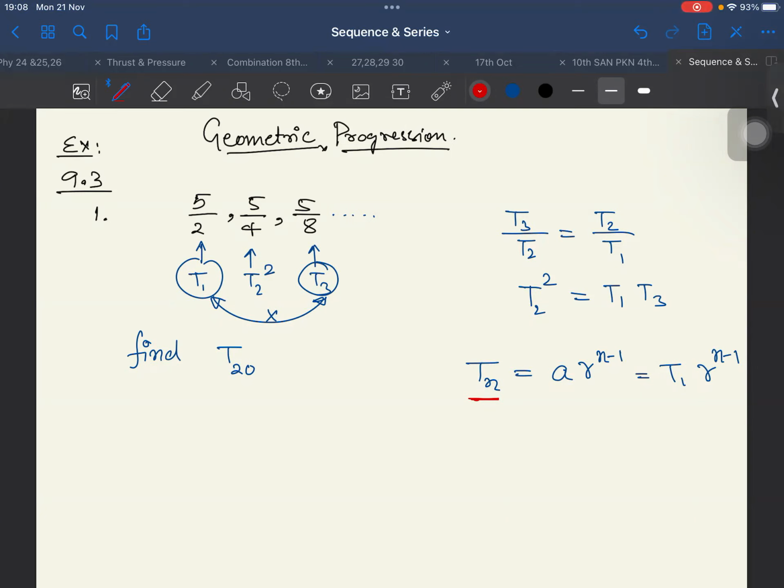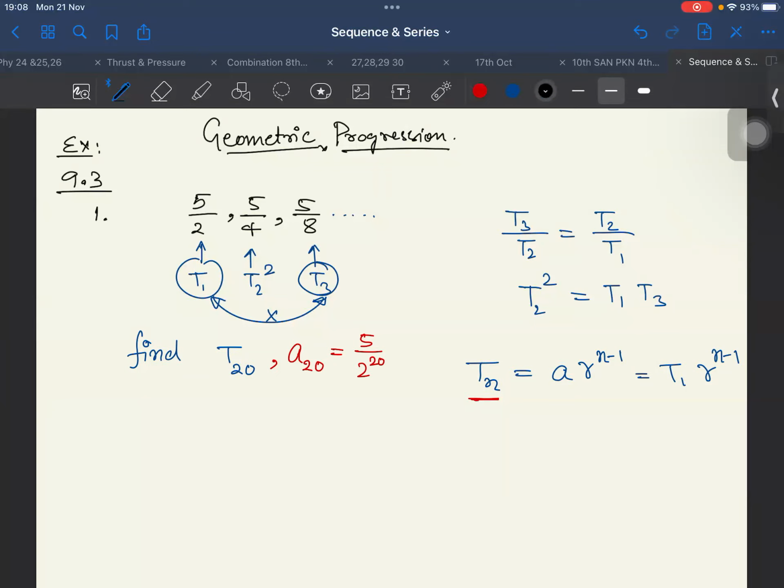Please find out and tell me T20, the 20th term. In the book it is also written as A20. You can write anything you want. 5 into 1 by 2 to the power 20, sir. 1 by 2 to the power of? 20, sir. 5 into 1 by 2 to the power 20. 5 by 2 to the power 20. That's what you have said? Yes, sir. Okay, I don't know. Let me find out.